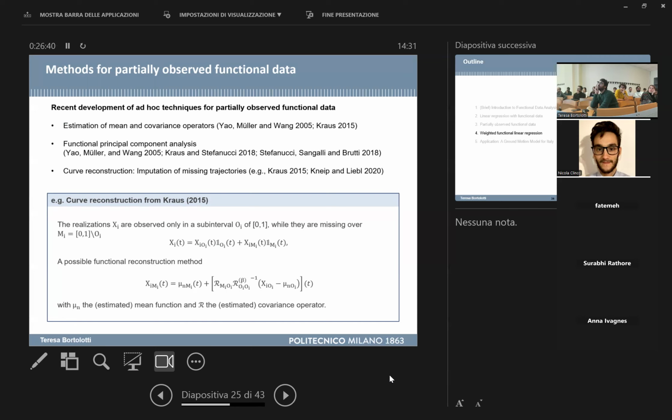For example, the reconstruction method of Kraus relies on the estimation of the covariance operator restricted on the observed parts of the curves, and the covariance operator from the observed part of the curve to the missing part of the curve. Then it operates the reconstruction of the missing trajectories through a mapping of the observed part, through the composition of these two operators, into the missing part.